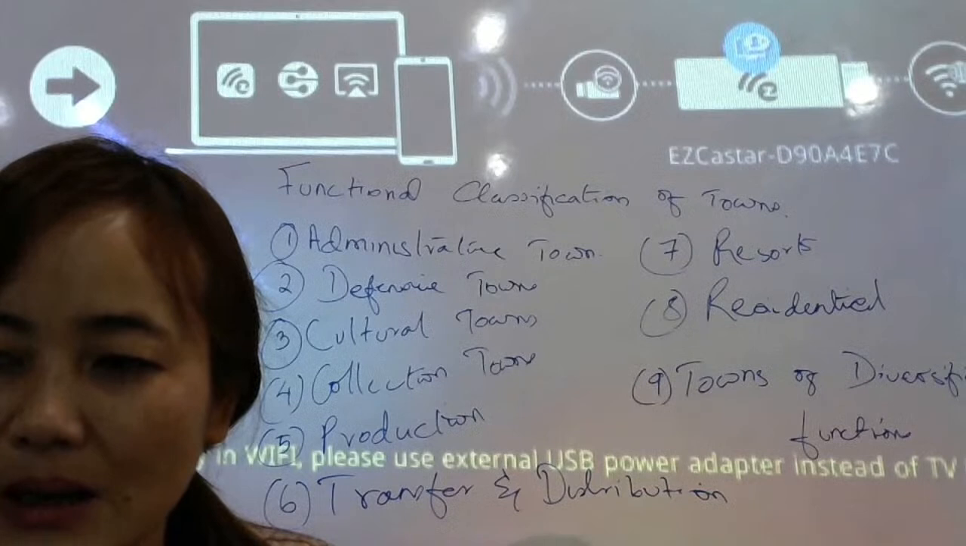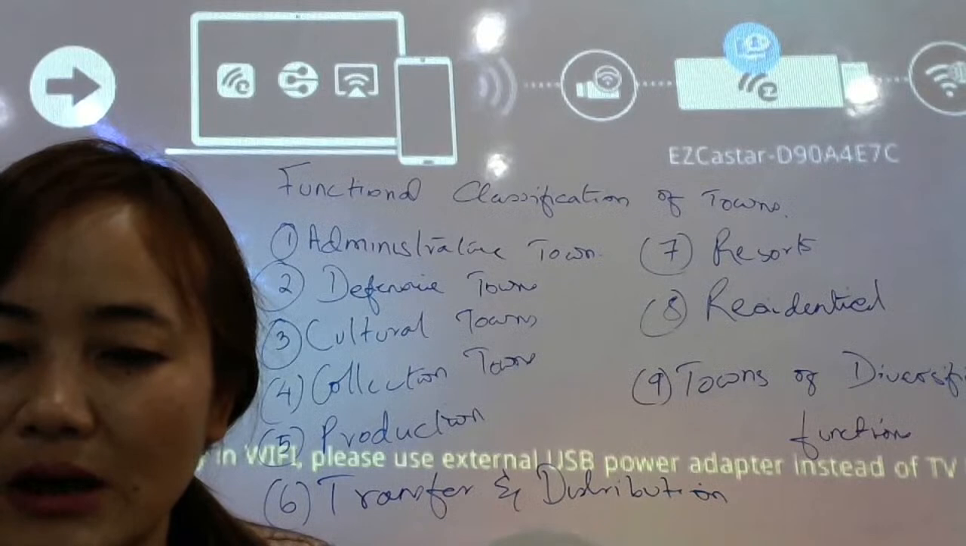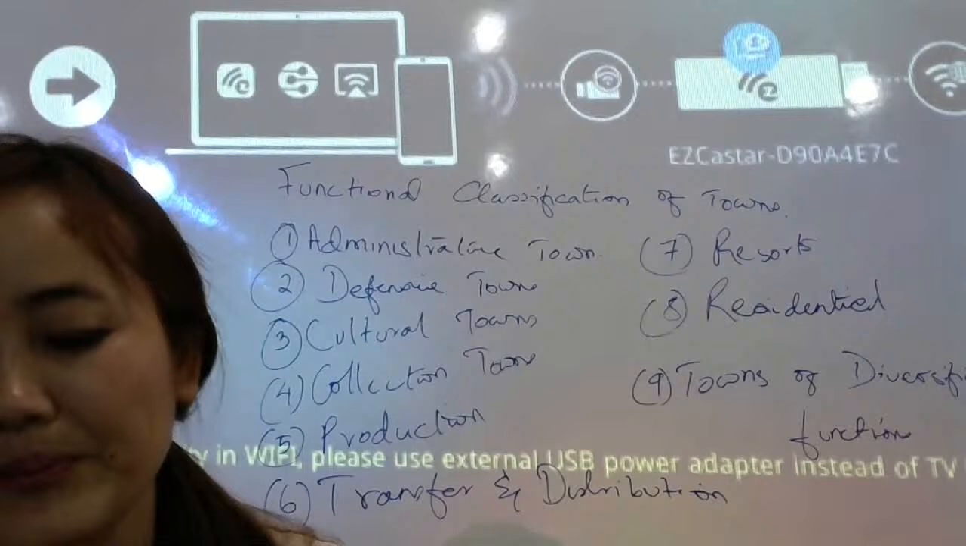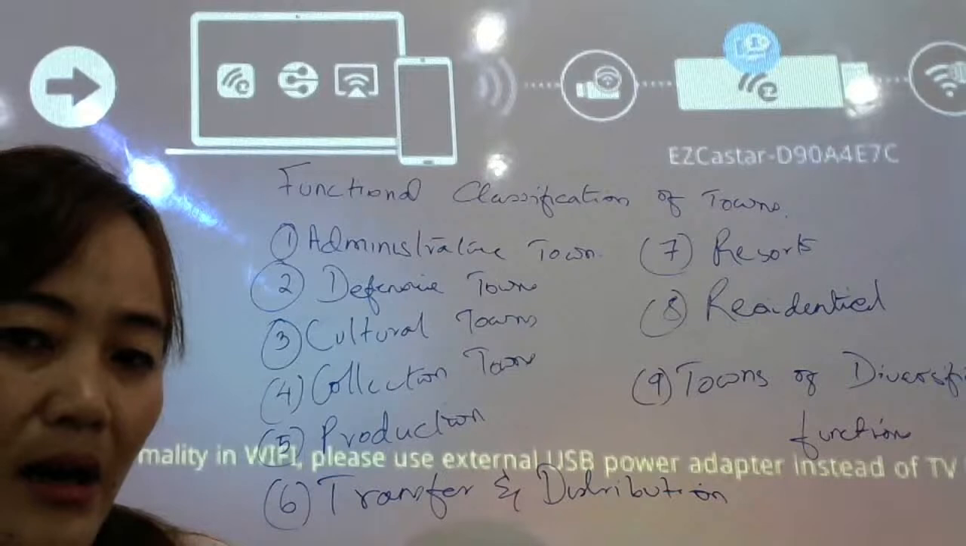Sometimes great disasters like floods or earthquakes lead to the shift or rebuilding of towns, like in California in the USA, where great earthquakes occurred some time back. So these are the nine types of towns which are classified on the basis of the function they perform.